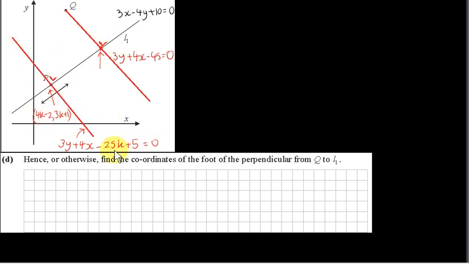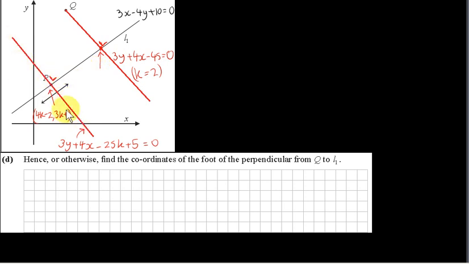And when we set k equals 2, we get 3y plus 4x minus 45 equals 0. So this is the situation when k is 2. So it's just a matter of solving between these two equations. Simultaneous linear equations, something that we covered in algebra. It's quite straightforward to do. However, there is a much easier way.